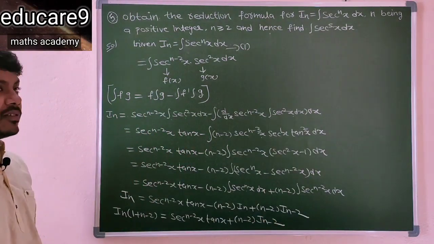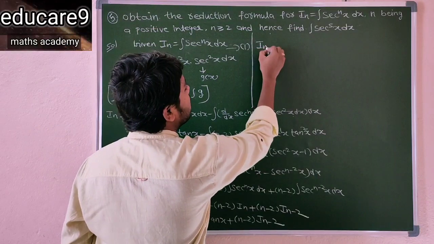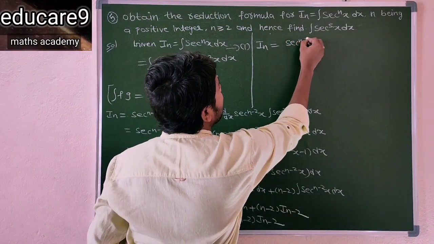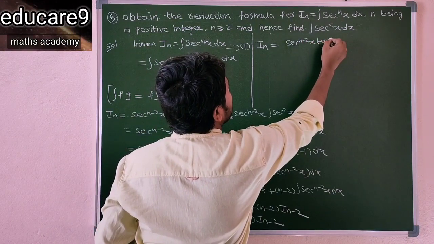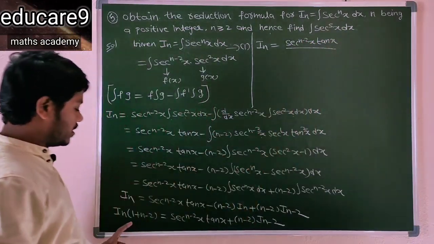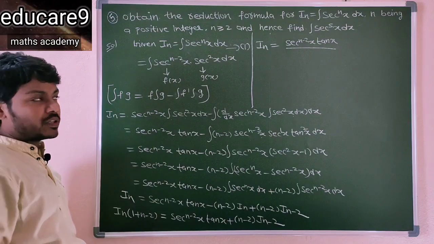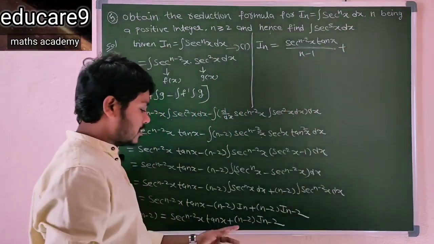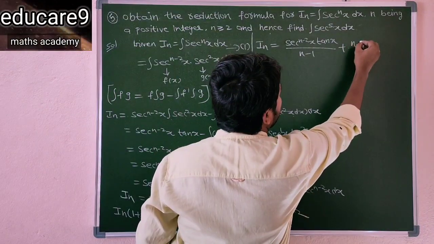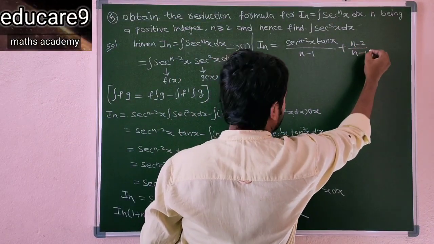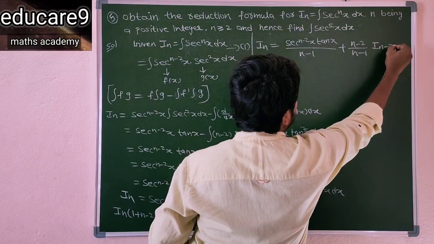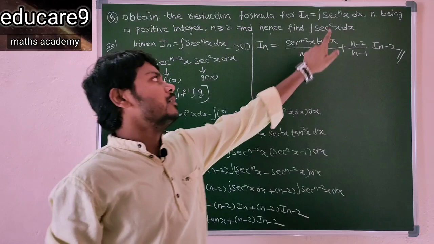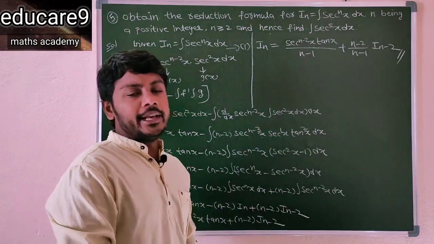So clearly what is the In value? In is equal to sec^(n-2) x tan x, divided by 1 plus n-2, that is n-1, plus (n-2) by (n-1) into I(n-2). So this is the reduction formula for integration of sec^n x dx.